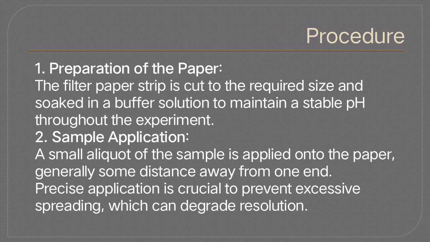Procedure: first, preparation of the paper. The filter paper strip is cut to the required size and soaked in a buffer solution to maintain a stable pH throughout the experiment. Next, sample application. An aliquot of the sample is applied onto the paper, generally some distance away from one end. Precise application is crucial to prevent excessive spreading, which can degrade resolution.